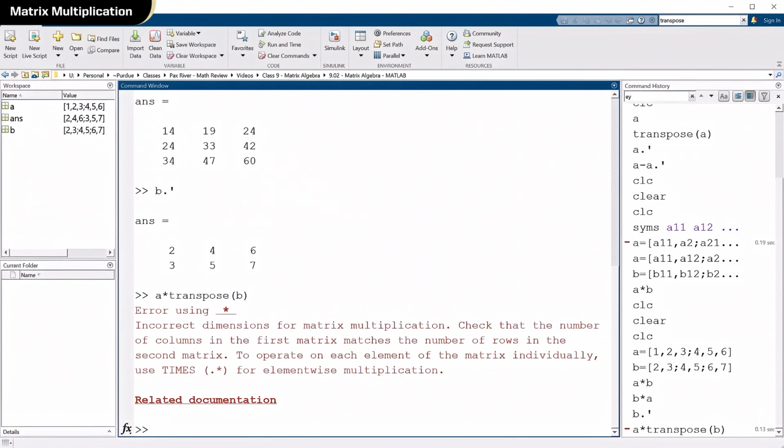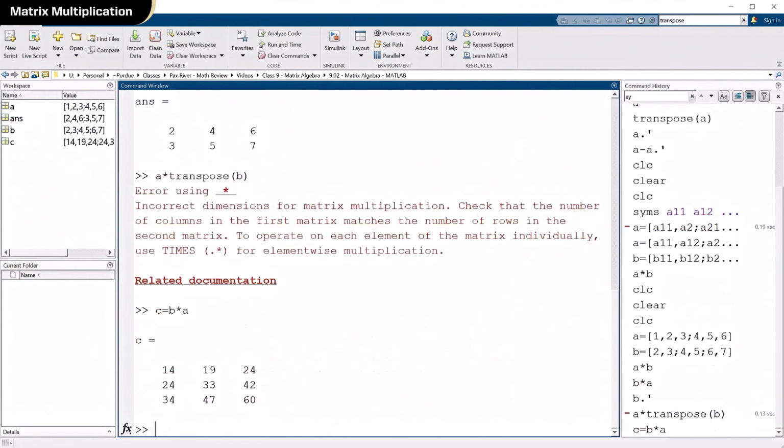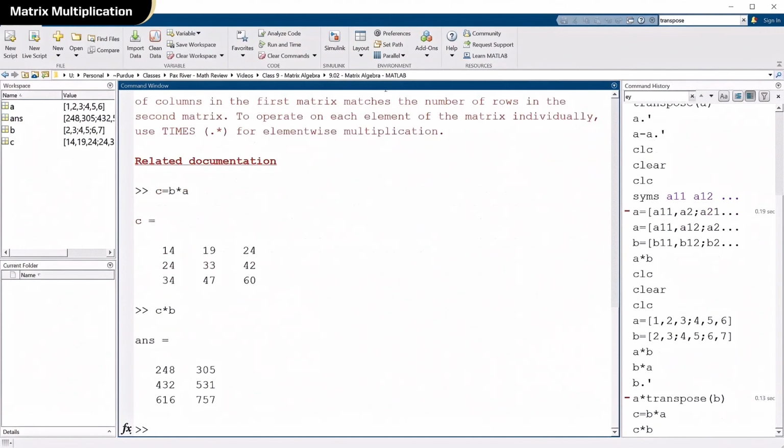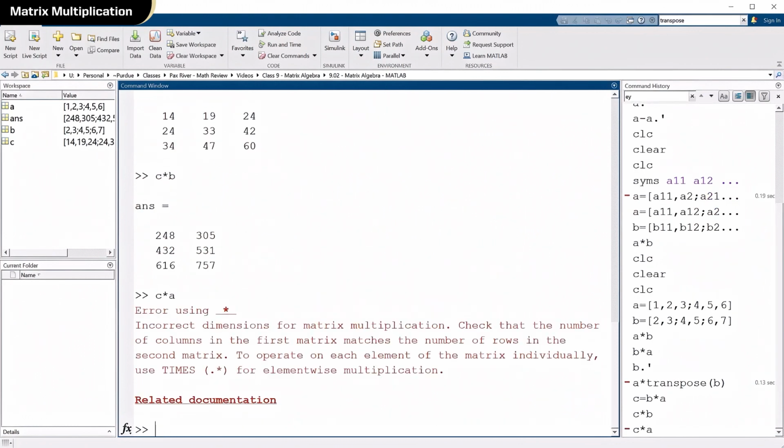What if I decided C equals B times A? C was 3 by 3. Could I multiply C times B? Sure. There we go. Could I multiply C times A? No, I can't. The dimensions don't match.